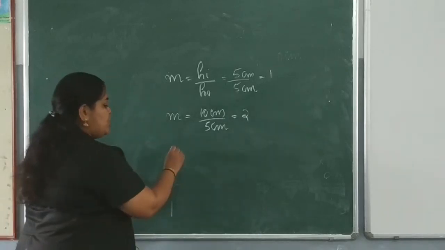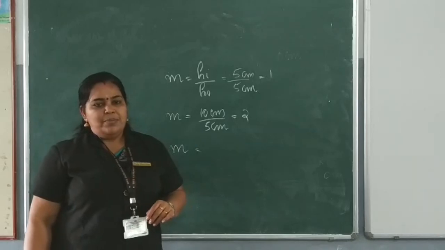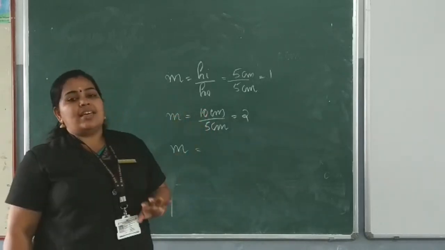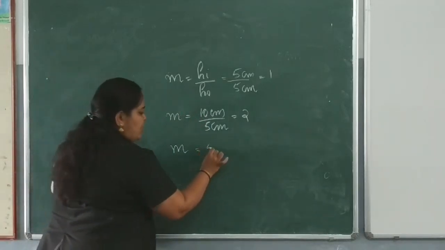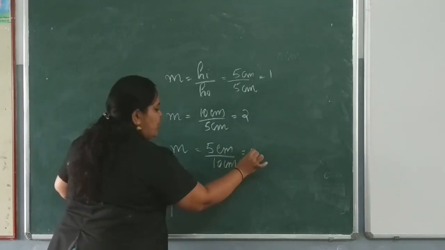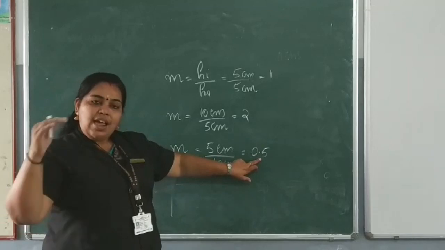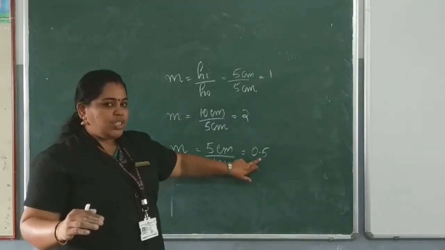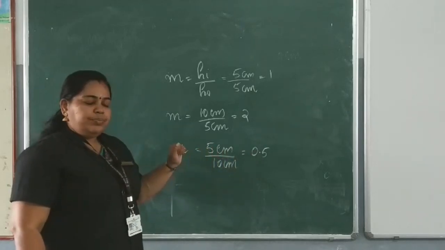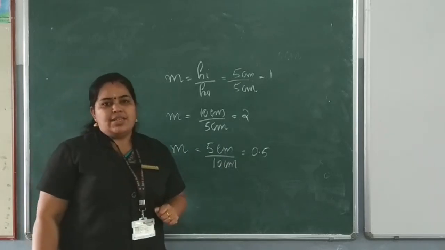Now the third point, when will the magnification be less than 1? When the size of the image is less than the size of the object. Here 5 centimeter by 10 centimeter, it will be 0.5, isn't it? So here the magnification is less than 1. So what is the condition for the magnification to be less than 1? When the size of the image is less than the size of the object.